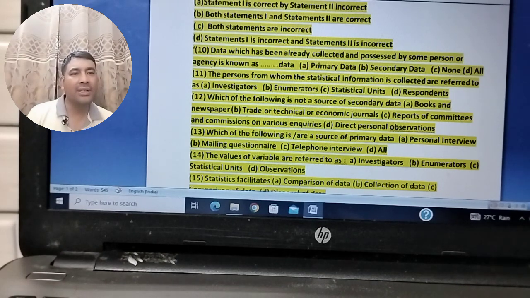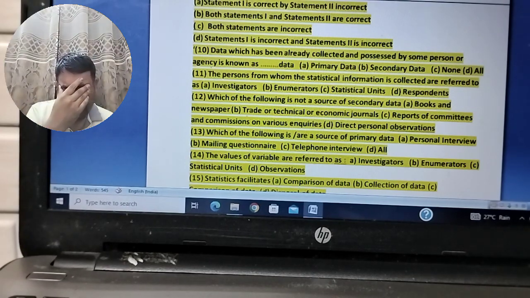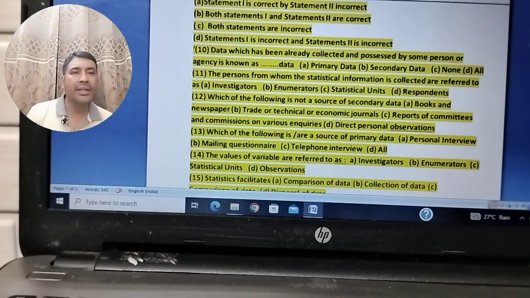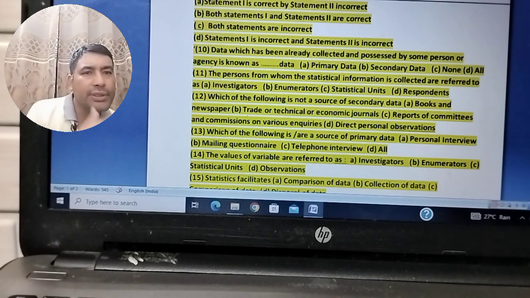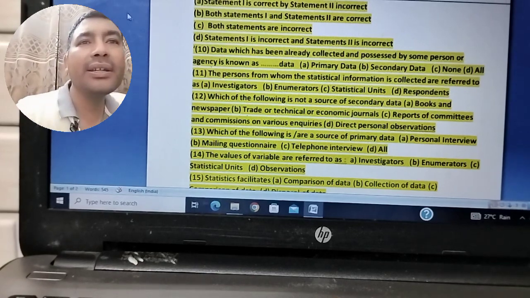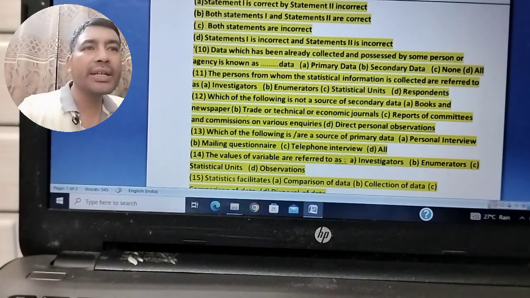It may be a statistical unit, likewise in terms of height, or in terms of weight, centimeter, kg. So these are statistical units. Where is the question? Okay, question number 11 is here. The persons from whom the statistical data is collected are referred to as respondents.